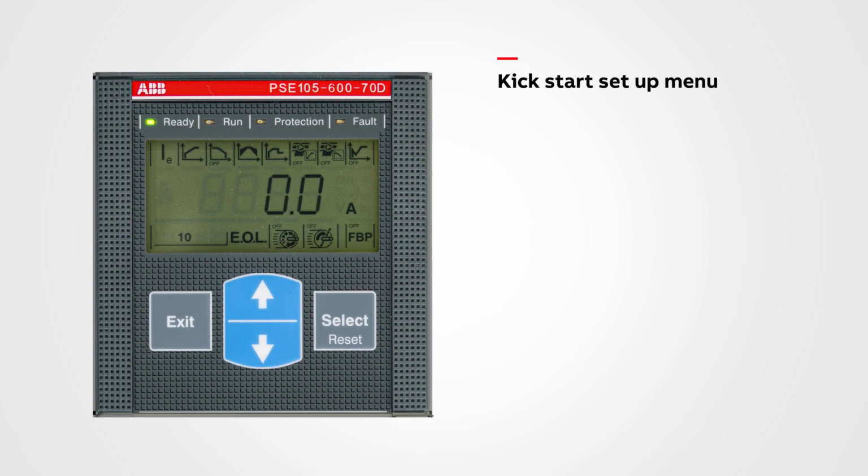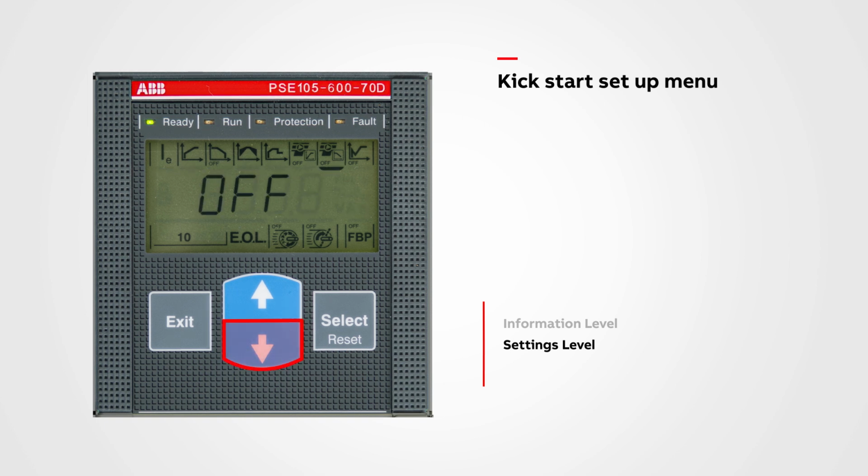Now that we know more about the kickstart function, let's dive into the parameter settings of the PSE Softstarter. PSE offers a simple and easy-to-use interface for configuring kickstart. From the information level, press the select button to switch to the settings level. Once you're in the settings level, use arrow buttons to navigate to the kickstart option, which is represented by a graphical symbol. A cursor will indicate which parameter is possible to change at each position.